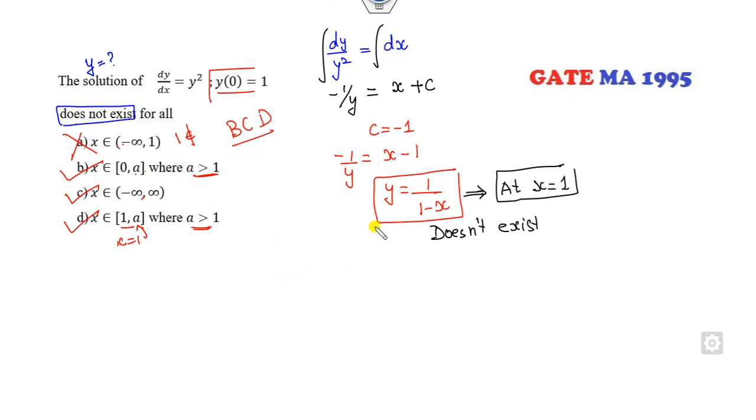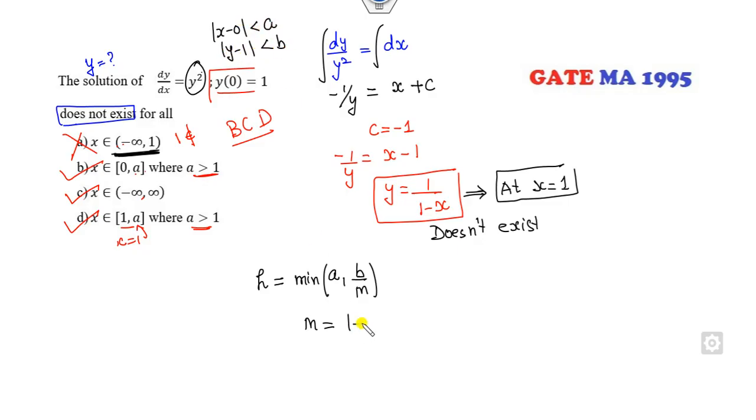Or you can say somebody asks you for what interval the solution will exist. This is my interval for which the solution exists. Or how can you find the solution? The other way you can find it is h is the minimum of a comma b over m, where m is the maximum of y square. What is the maximum of y square? In this case, x minus 0 is less than a, y minus 1 is less than b, so it will be 1 plus b square. If I substitute here, again you will get the same result.